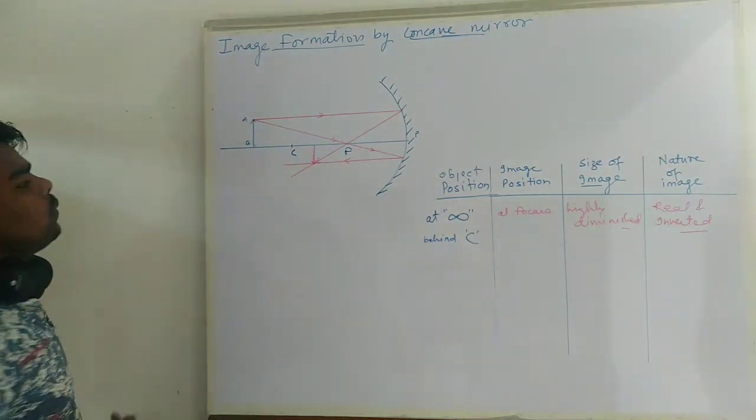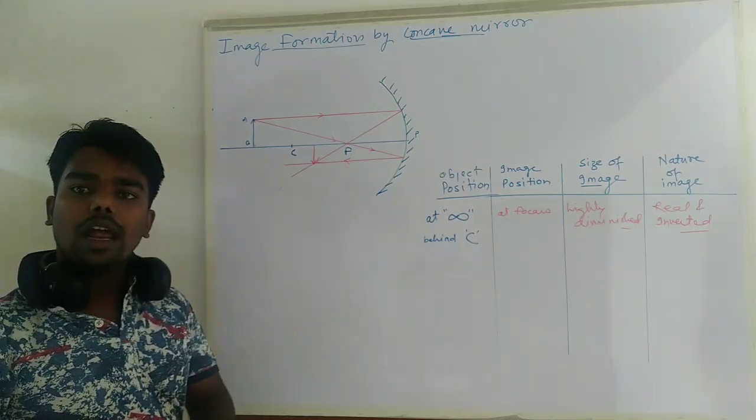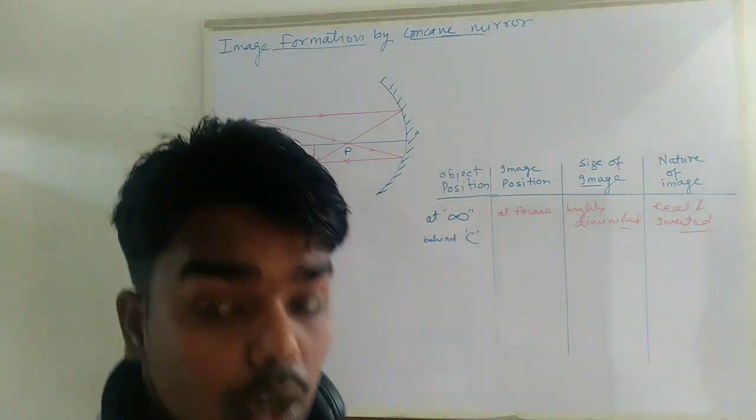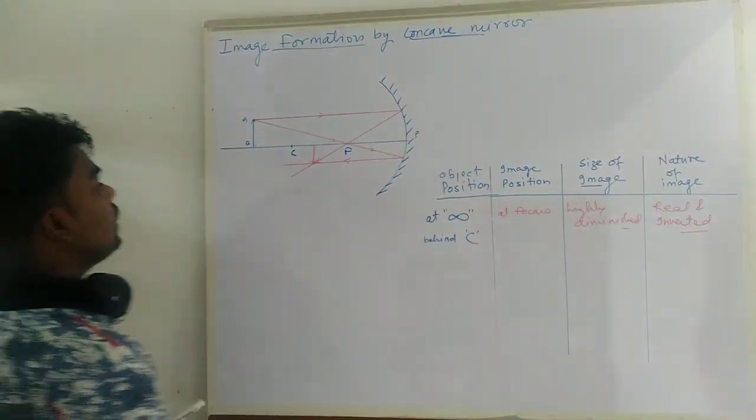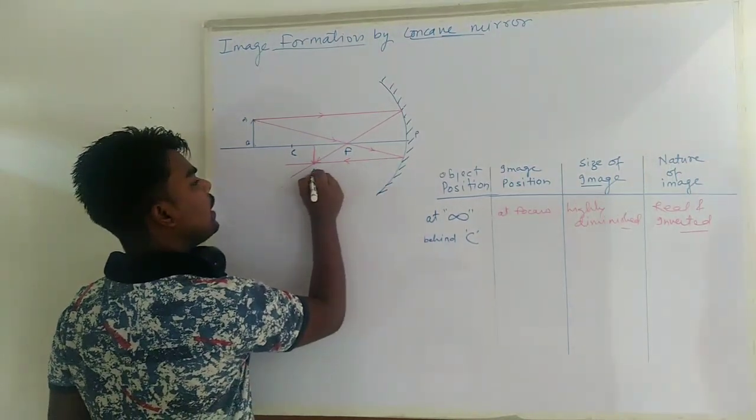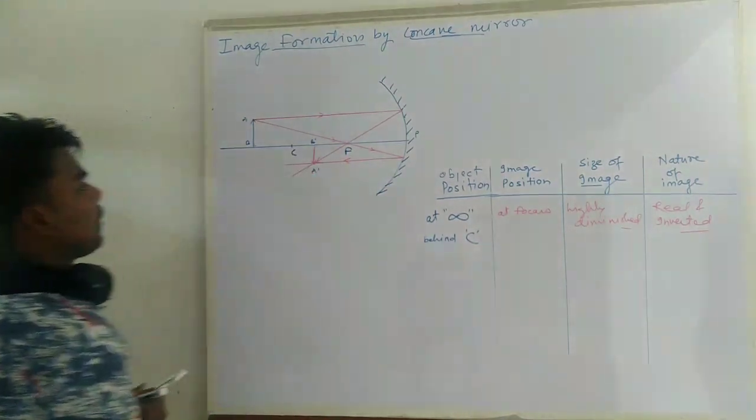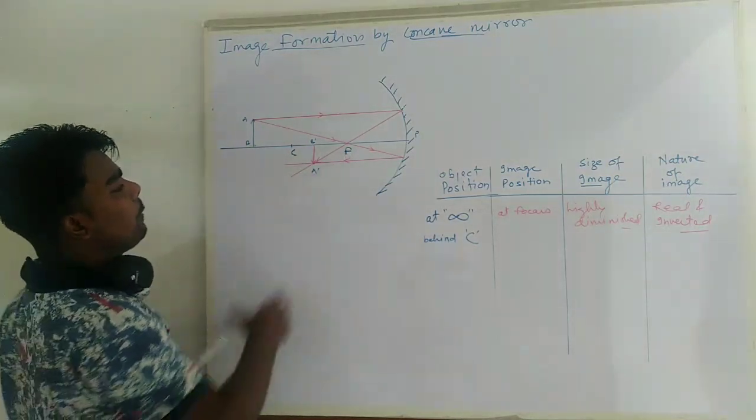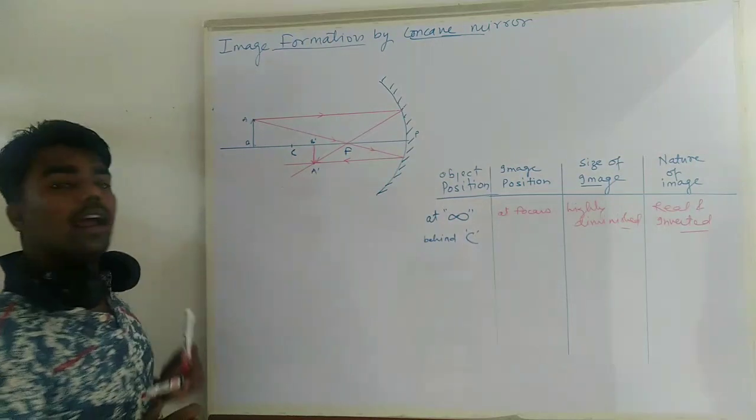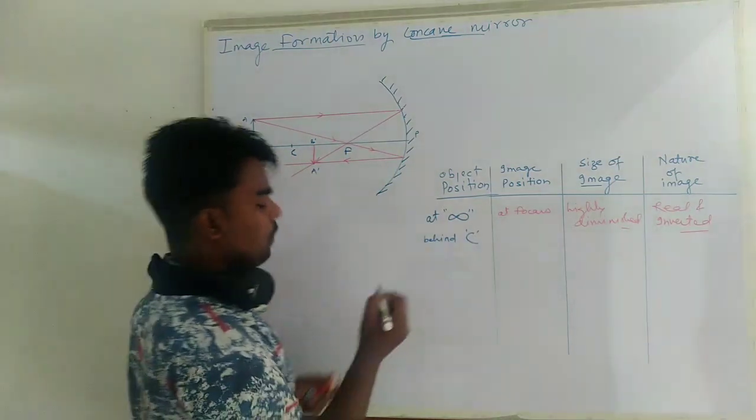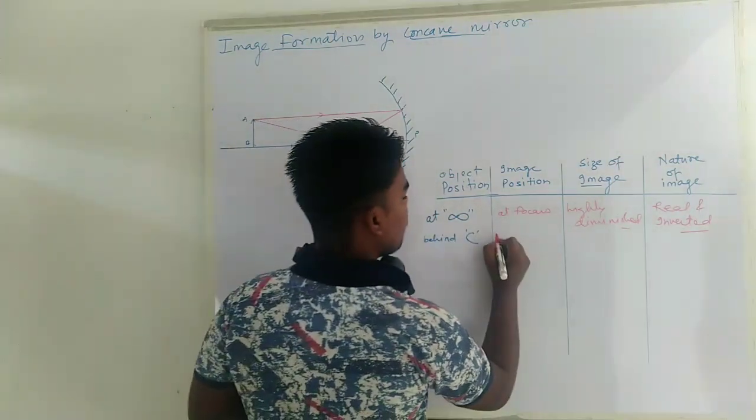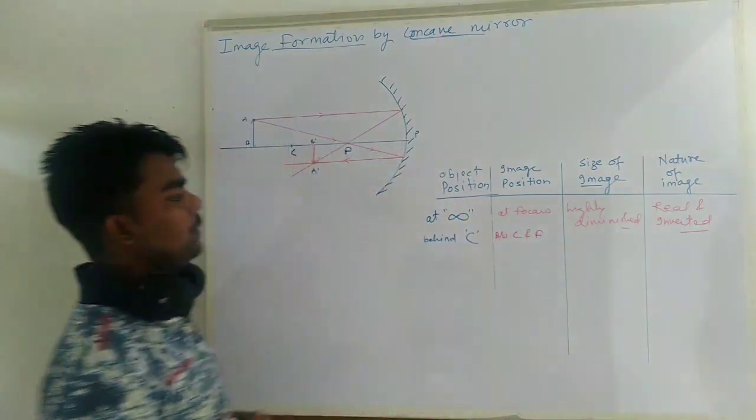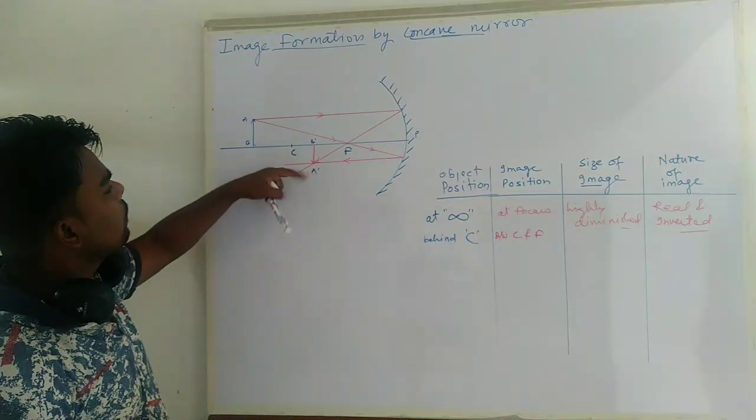Okay, the image will form there, and that image will be inverted. Okay, inverted image you will see. So you can write A dash B dash. So that was the object placed behind C, where the image is forming between C and F. What is the position of image? You can write between C and F.